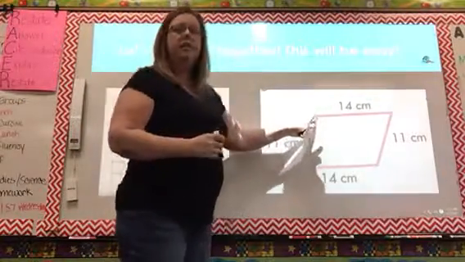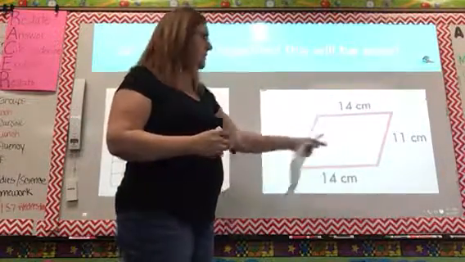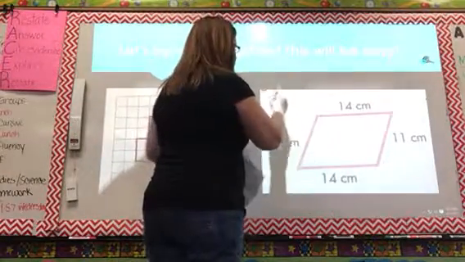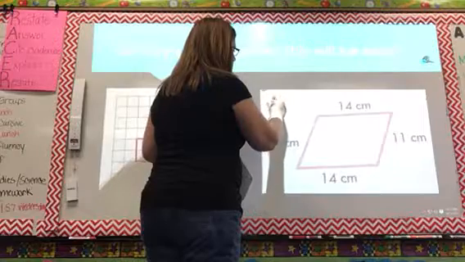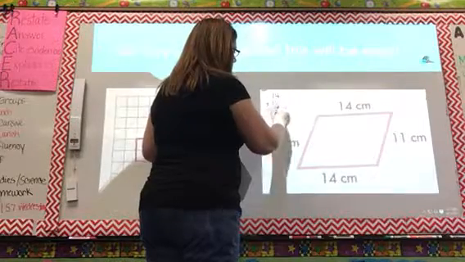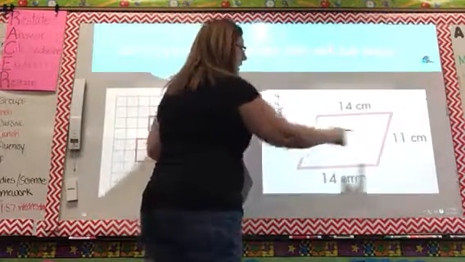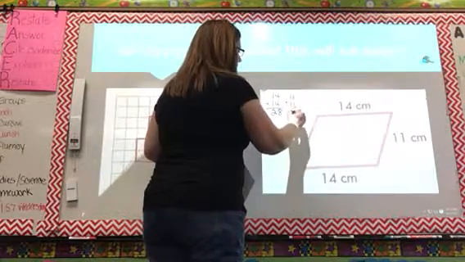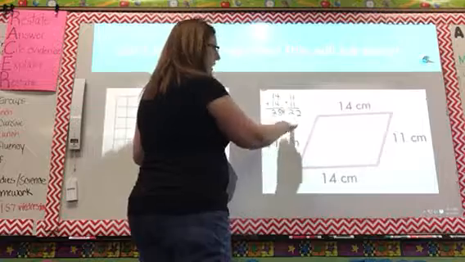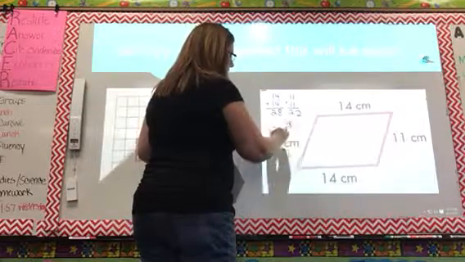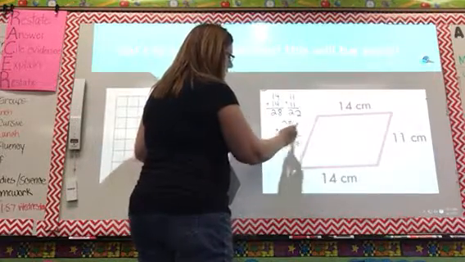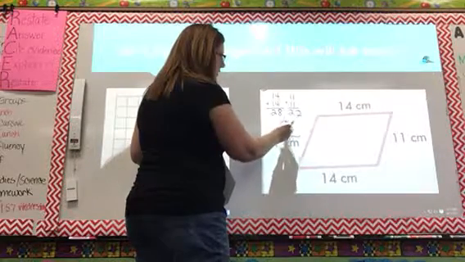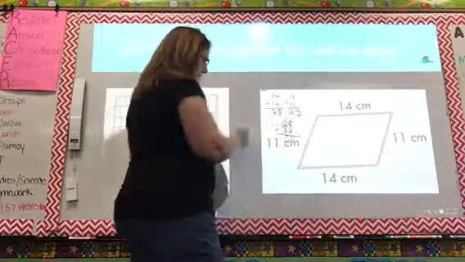Okay, so for this one, you should have again added all 4 sides. So let's add these 2 first. 14 plus 14 equals 28. 11 plus 11 equals 22. Then we just have to combine those, add those up. So 28 plus 22: 8 plus 2 is 10, carry the 1, 2 and 2 is 4, plus 1, 5.